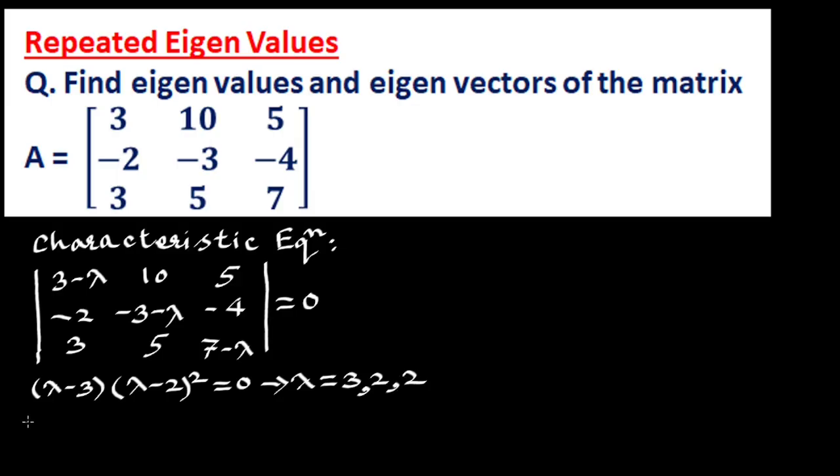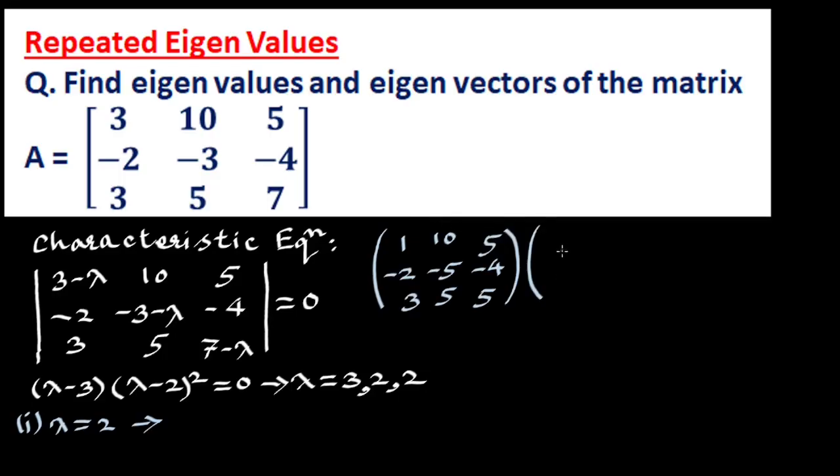We will find the eigenvector for the repeated eigenvalue lambda equals 2, for which we write the matrix 3 minus 2, 1, minus 3 minus 2, minus 5, 7 minus 2, 5, the diagonal elements, and the rest of the elements remaining the same, into the eigenvector x1 x2 x3 equals the 0 vector.